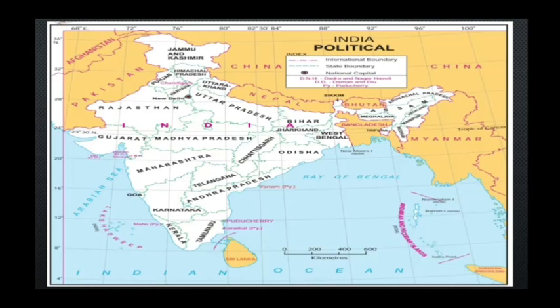So children, the important line that passes through our country is the latitude. So we have the Tropic of Cancer. You can see here that it passes through the middle of our country. Tropic of Cancer passes through the middle of our country. That is an important latitude that passes through the middle of our country.